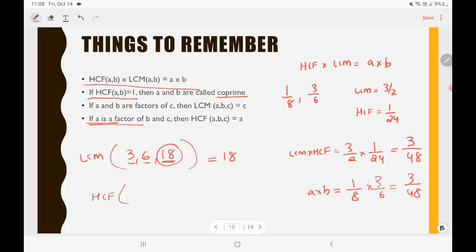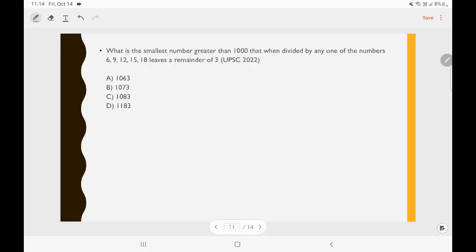Let's say we want to find out the HCF of 3, 6 and 18. Here 3 is a factor of 6, right? And also 3 is a factor of 18. So in this case, HCF will be the smallest number, 3 itself. So let's solve some questions now.